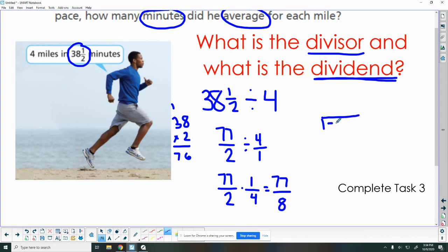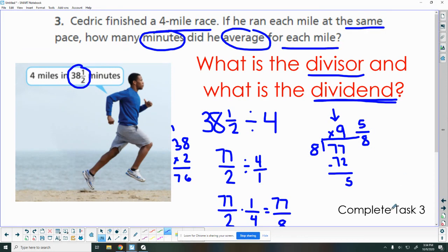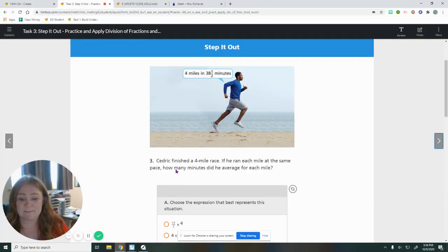Now we just need to finish with our division problem. So 77 divided by 8, so it can't go into 7, but it can go into 77 9 times. 9 times 8 is 72. 77 minus 72 is 5, so I've got 5 pieces out of 8. So he ran each mile in 9 whole minutes, and 5/8 more of a minute. So less than 10 minutes, more than 9, so 9 and 5/8 is how long it took him to run each mile. So let's go look at task 3 questions.